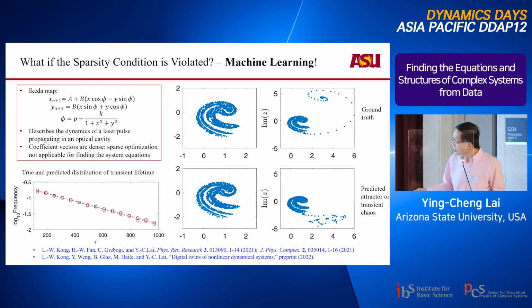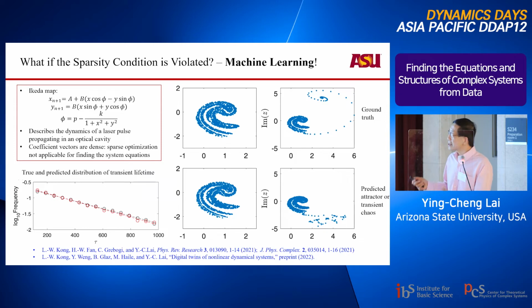And you see two traces, actually two arrays of data points. One color is from the ground truth, from the original system. Another is predicted by the machine. So you don't see much difference between the two cases. So that's what we need to do.